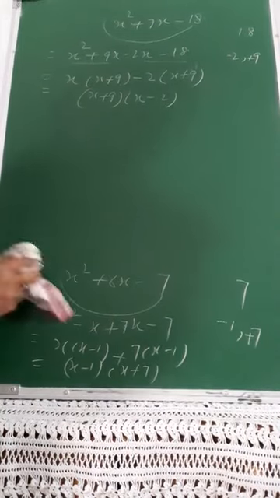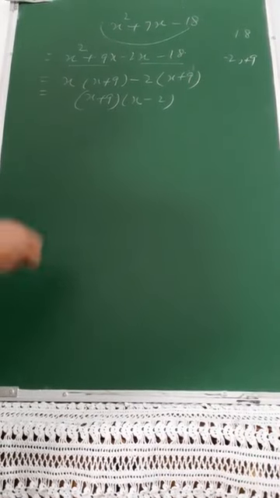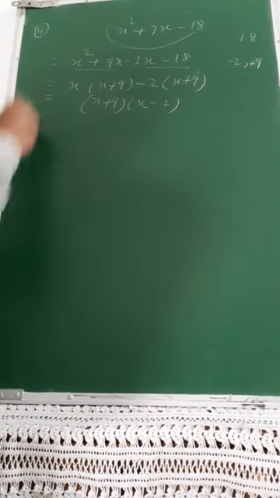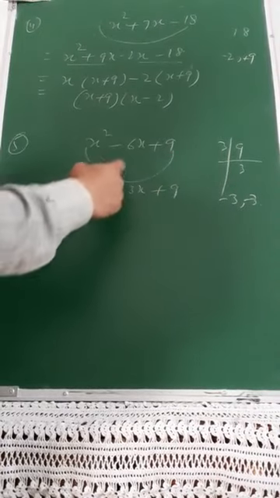And the last one was the fifth. This was number 4. Number 5 was x square minus 6x plus 9. So here you need to determine the factors of 9. 9 means 3 and 3. I need minus 6, so put negative with both. So easily you can write minus 3x minus 3x plus 9. Minus 3 into minus 3 makes plus 9. Minus 3 and minus 3 when added will be minus 6.